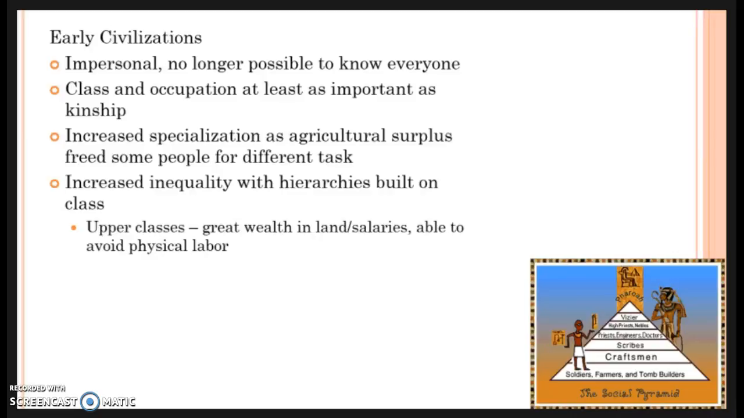Now, these early civilizations were vastly different from the old Neolithic cities and villages. They were impersonal, and it was no longer possible to know everyone on that personal level. Class and occupation were at least as important as family relationships and kinship. As well, like we know, there was an increase in specialization as agricultural surplus freed some people from different tasks. And this specialization and freedom from tasks led to an increase in inequalities with hierarchies built on class.